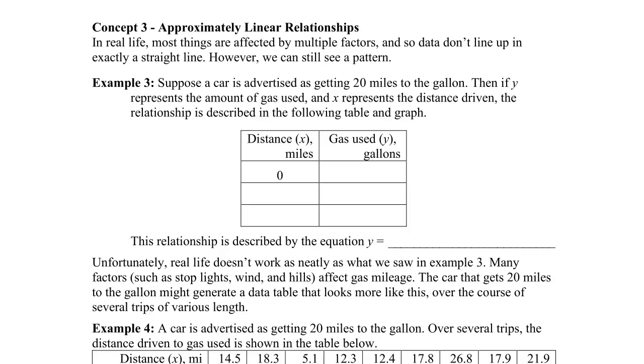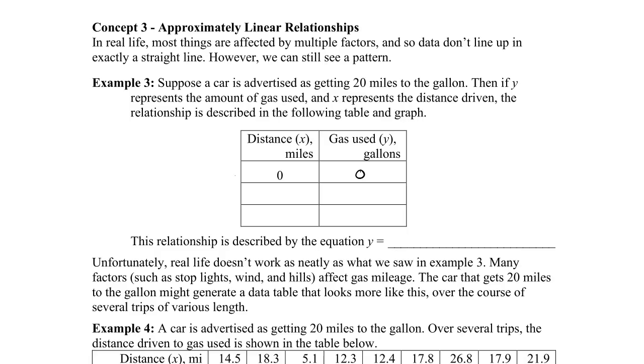Most things in real life are messier than that. Even perfect relationships are going to be messy because in real life measurement is also not exact. But most relationships in real life are not quite exact. Right? So suppose we buy a car that is advertised as getting 20 miles to the gallon. And we think X represents the distance we drive in miles, Y represents the amount of gas we used in gallons. So if we don't drive anywhere, we don't use any gas.